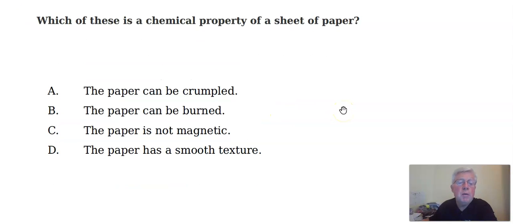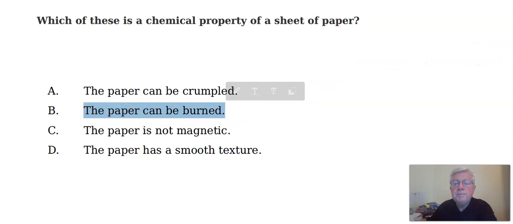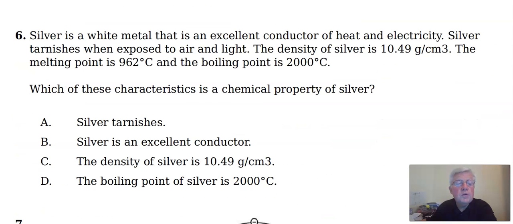Let's see what the question is. Oh, which of the following is a chemical property? I'm sorry, I already read the question. Which of the following is a chemical property of a sheet of paper? And it is, the paper can be burned. Answer is B. Moving right down to 6.